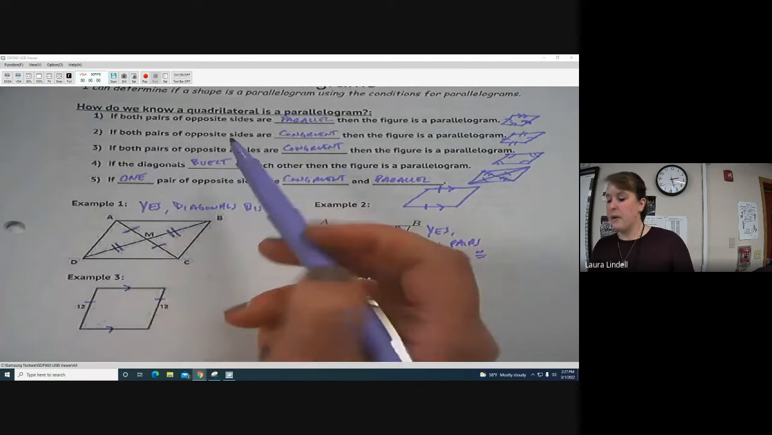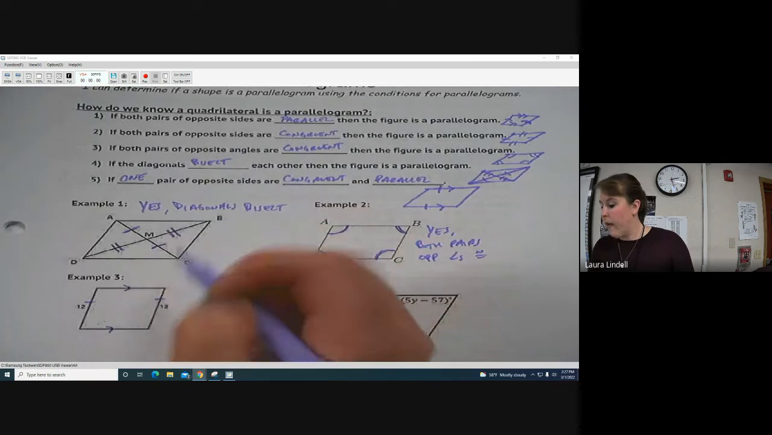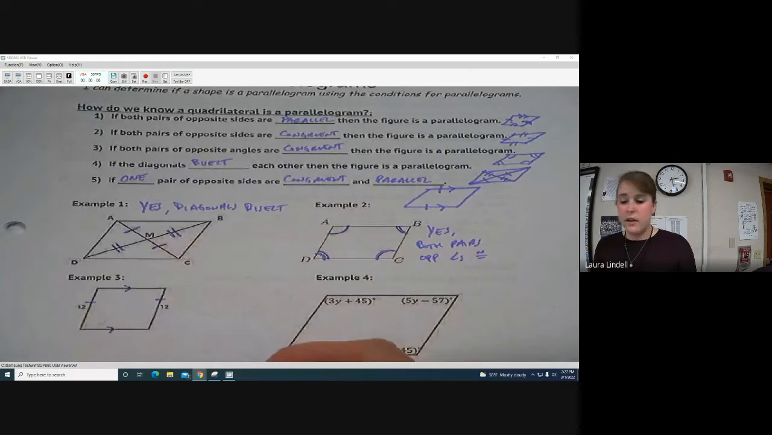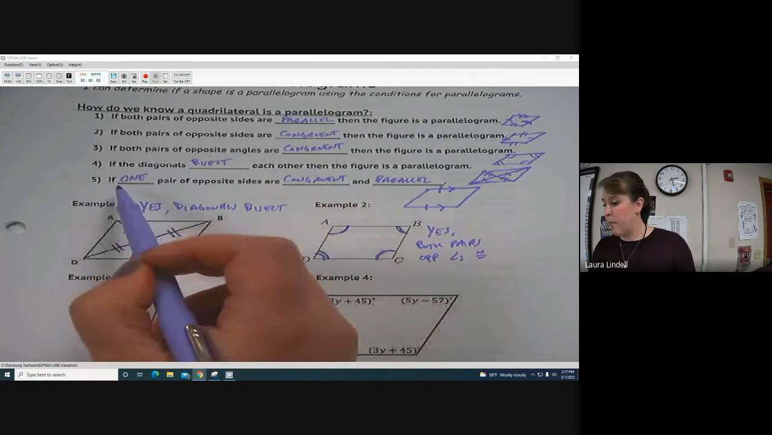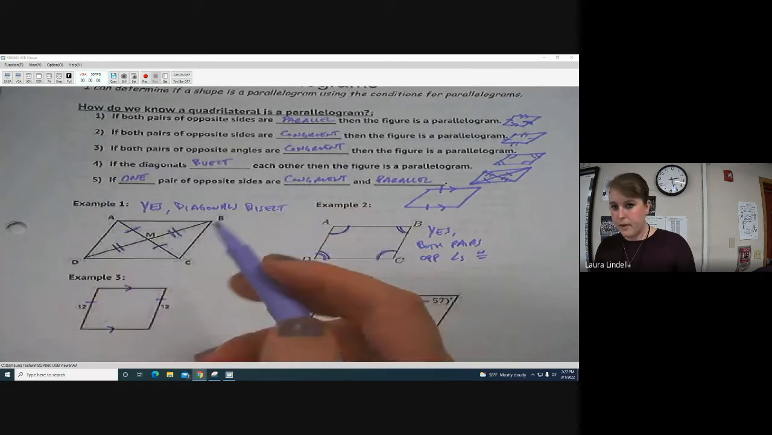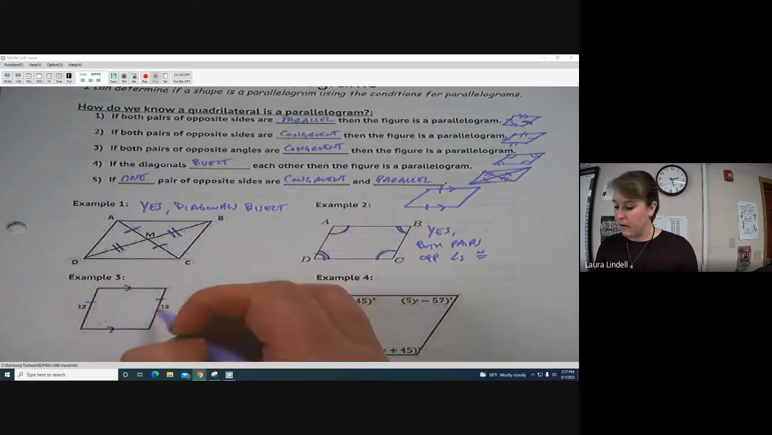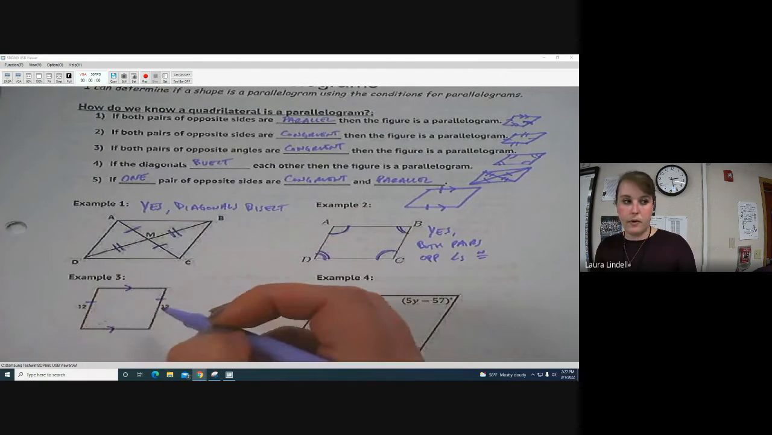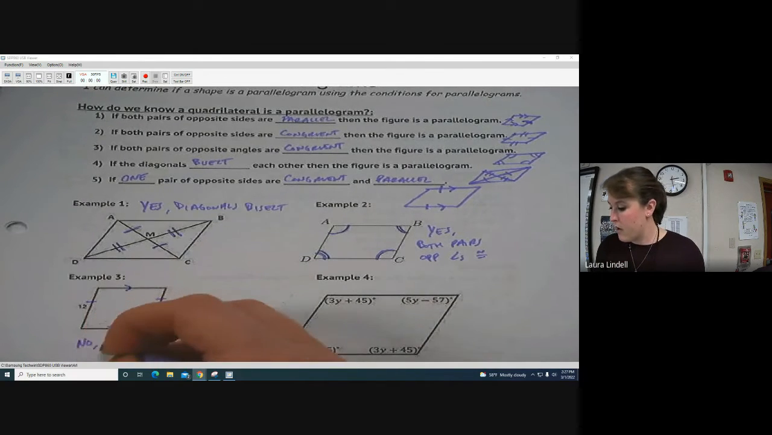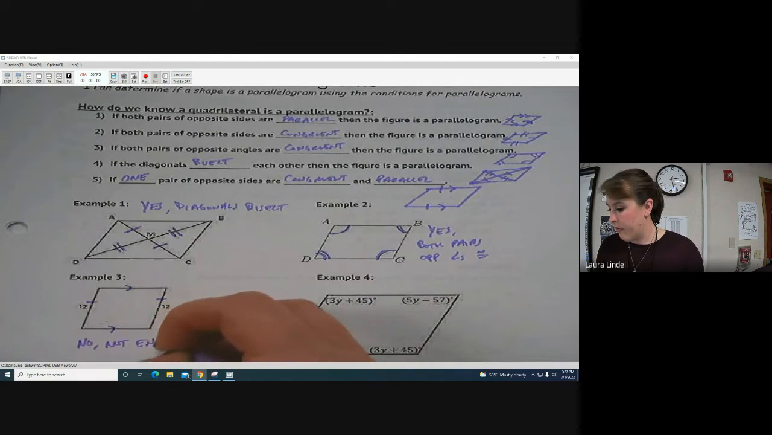And we don't have both pairs of opposite sides congruent. We just have one pair. We don't know anything about the angles. The diagonals aren't even drawn in this picture. So the last one we have to look at is this fifth property. Is one pair of opposite sides both congruent and parallel? And we see that we've got one pair of opposite sides parallel and one pair of opposite sides congruent, but they're different pairs of sides. It needs to be the same pair of sides that's both congruent and parallel. So this one actually does not work. This one is no, not enough information.